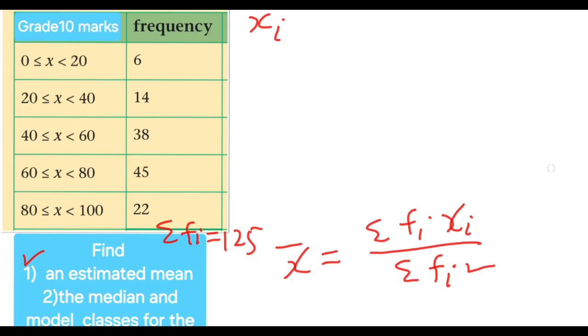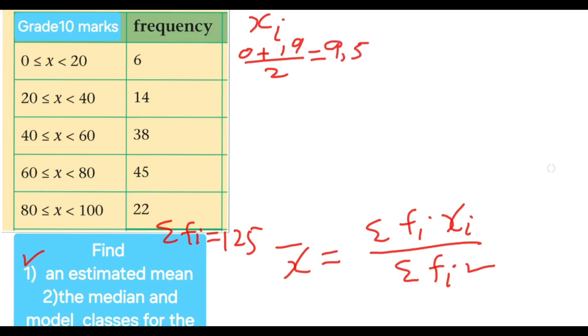Why 0 and 19? Because this means x greater than or equal to 0 and x less than 20. So 0 is included, but 20 is not included. So the whole number less than 20 is only 19. So we add 0 plus 19 divided by 2. We take the midpoint of these two. That will be 9,5.